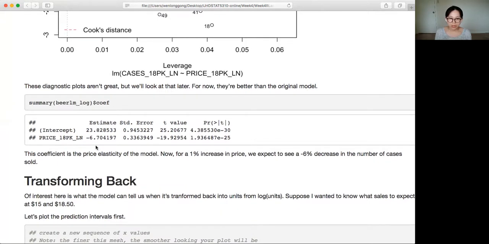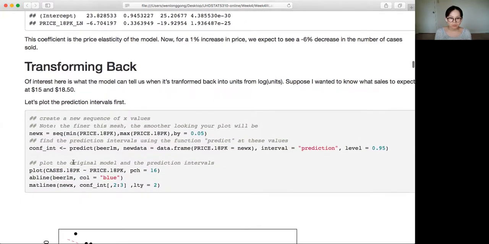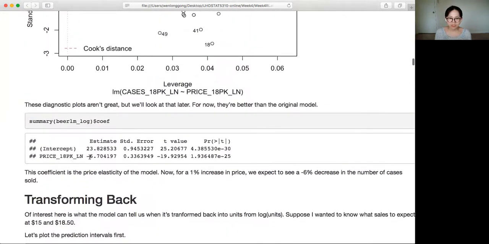So now we get our new interpretation with this log transform. For a 1% increase in price, we expect to see a 6% decrease in the number of cases sold. So it's a 6% decrease, so there shouldn't be a negative sign. Well, this is the interpretation with this log transformation.